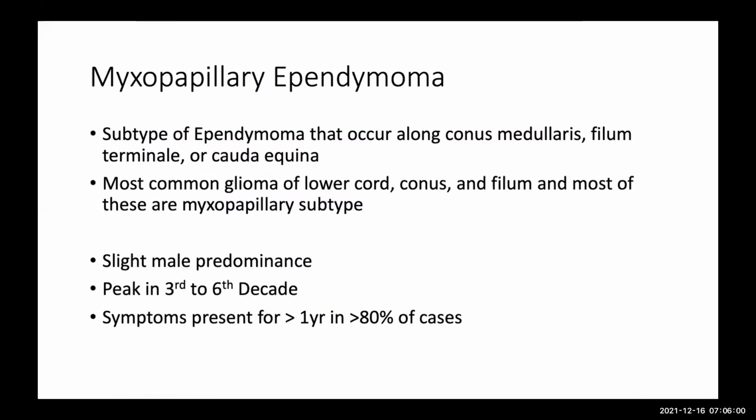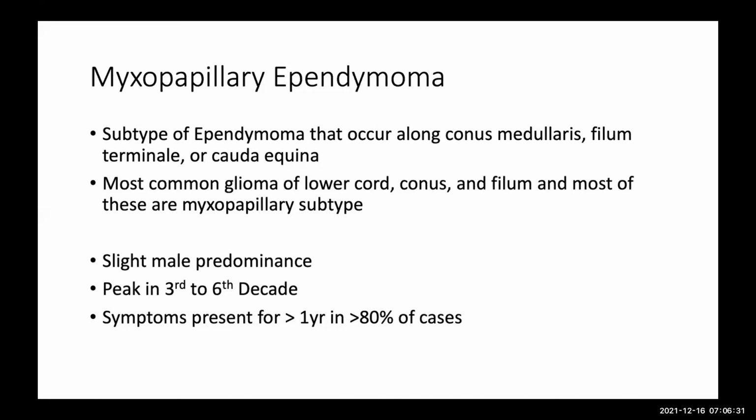Yeah, to recap, it's a subtype of ependymoma that occurs along the conus medullaris, the filum terminale, and the cauda equina. They are technically the most common glioma of the lower cord, conus, filum, and they're a myxopapillary subtype. So that's the type that ependymomas are most common for the lower cord of all types of ependymomas.